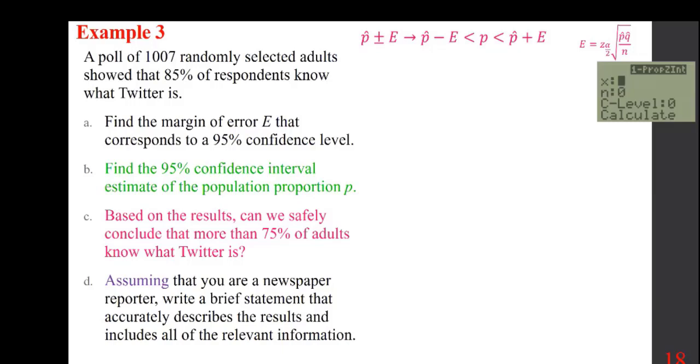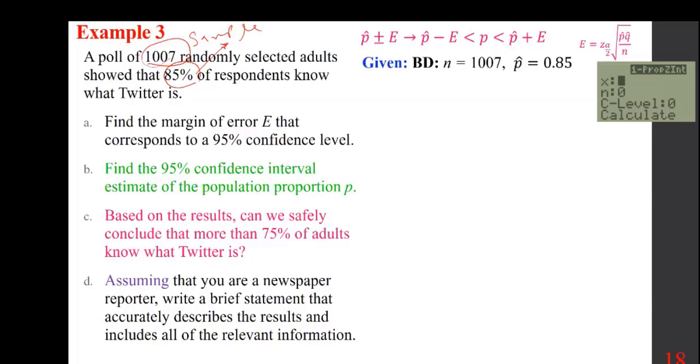In order to get to part B, we need to do part A. So the very first thing we need to do is recognize it's a binomial distribution, because you either know Twitter or don't. And according to this, N is given, and 85% is P hat. I want to make sure we distinguish between P hat and P. P hat pertains to the sample. Remember, a poll of 1,007, this is a sample size, and it pertains to the sample. Therefore, it's P hat.